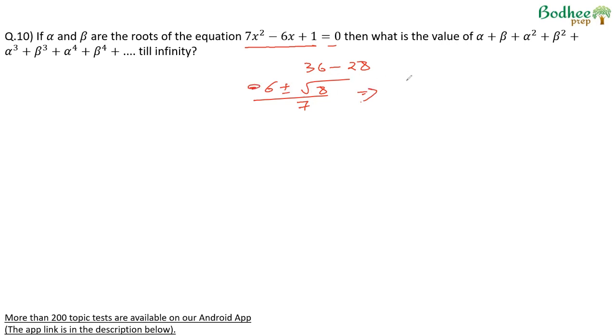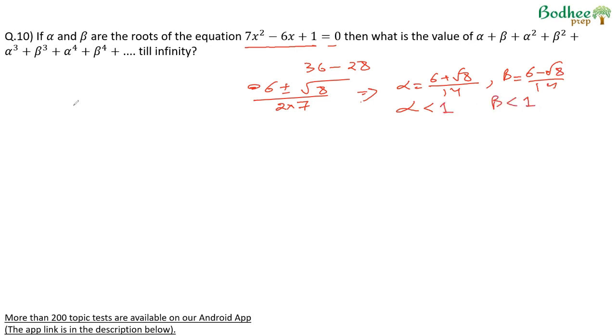Alpha would be 6 plus root of 8 upon 14, using minus b plus minus root of b square minus 4ac upon 2a. And beta would be 6 minus root of 8 upon 14. Very clearly we can see that alpha is less than 1, and beta is also less than 1.